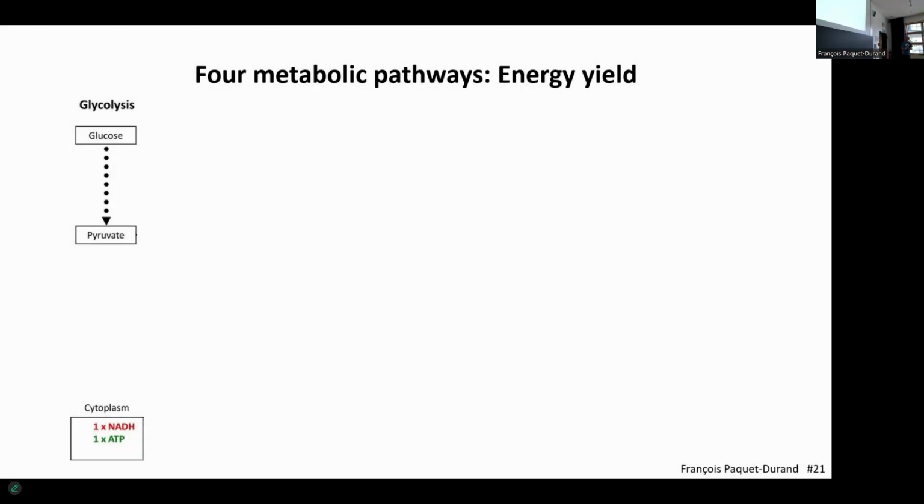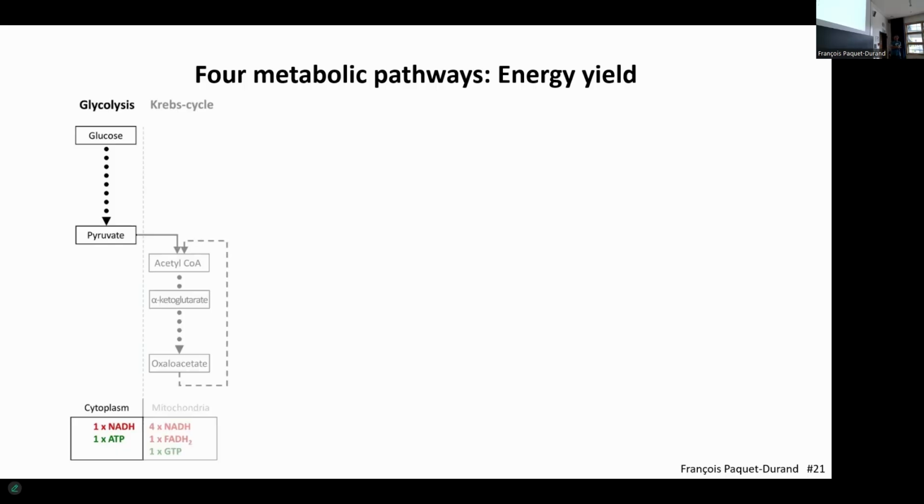Okay, so we have 4 different pathways here, and now we should briefly look at how much energy this delivers, and why one or the other could be interesting under certain conditions. So if we look at only glycolysis, per pyruvate molecule, what we get in the cytoplasm is 1 NADH molecule and 1 ATP molecule. Well, that's not so much. If we couple it to the Krebs cycle, using oxygen, obviously, then of course we get a lot more NADH and FADH equivalents and GTP, making the whole thing very efficient, but slow.